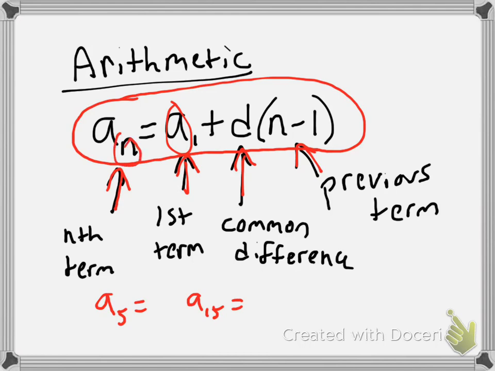So if you're trying to find, let's say, the 15th term like I had over here, if I'm trying to find a sub 15, I would have a 14 right here, because it's one less than the one you're trying to find, which will probably make a lot more sense when we look at those problems. Alright, so if you need anything from the screen, go ahead and get it. And we're going to look at the geometric as well.